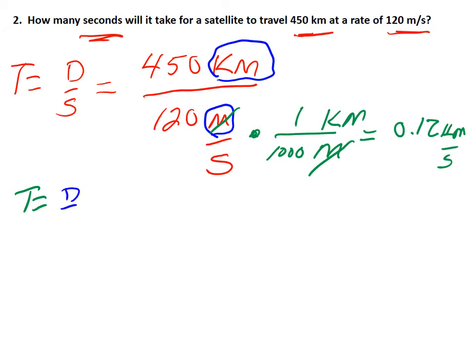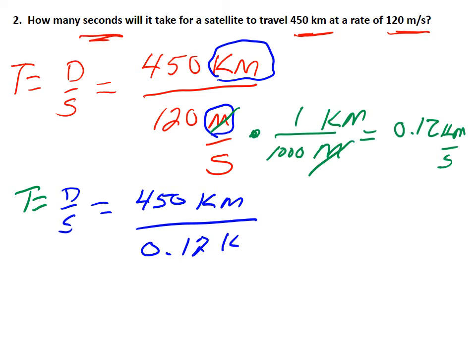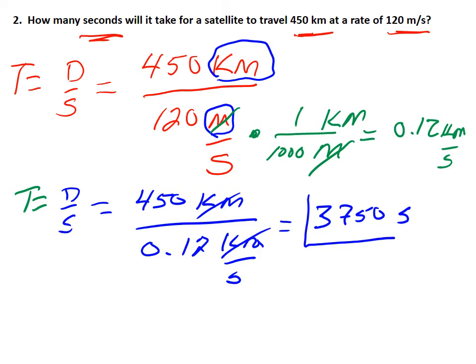So now I can work the rest of this equation. Time is equal to distance over speed. So the distance still is 450 kilometers. The speed now is 0.12 kilometers per second. Now my kilometers divide away. The seconds are going to move up, so that's going to come up. So 450 divided by 0.12 is 3,750 seconds, because the seconds moved up.